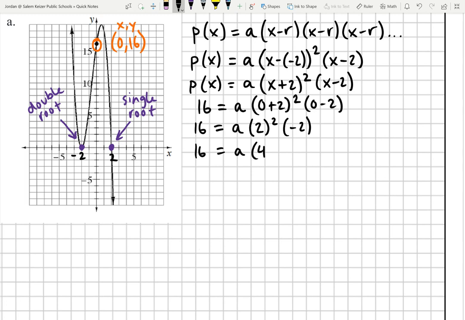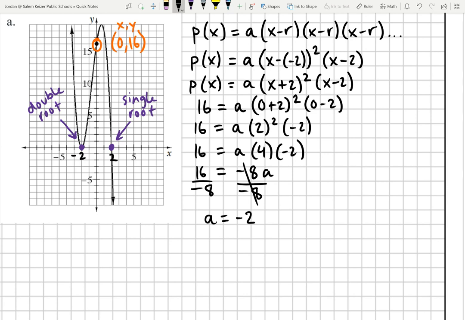2 squared is 4, and then I'm pretty close to being done. Okay, 4 times -2 is -8, and that a is being multiplied, right? So now I'm just one step away. So if I divide by -8 on both sides, that should isolate the variable a. Okay, so our stretch factor for this equation is -2.